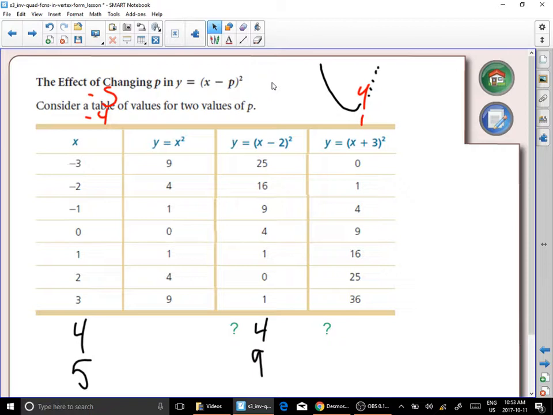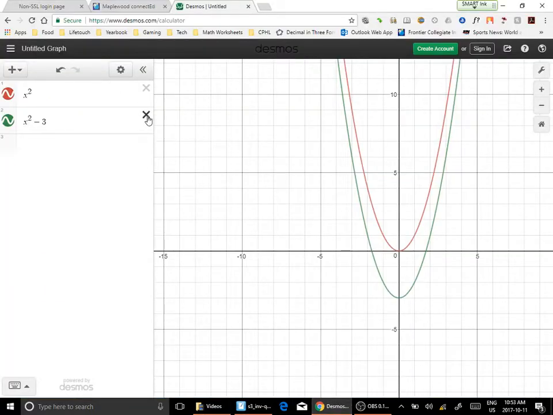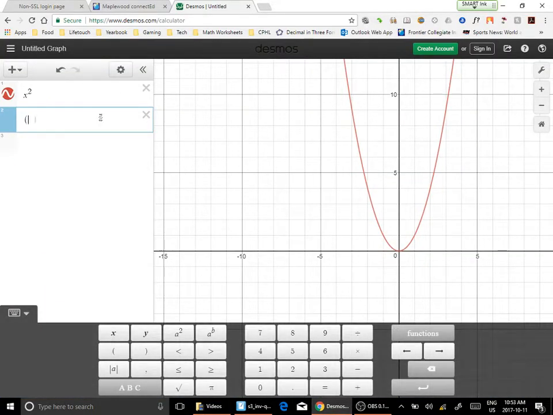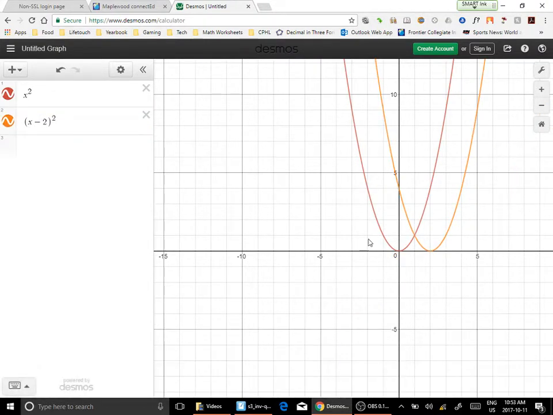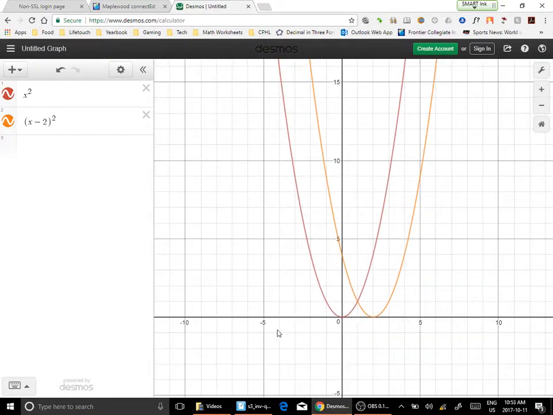So when we put negative 2 here, what do you think happens to the graph? It's a little tougher to tell, actually. So let's use Desmos to help us figure it out. So again, I've got y equals x squared. Now I'm going to type in x minus 2 quantity squared. What happens to that graph, the red graph, to give us the orange graph? 2 to the right. Yep.